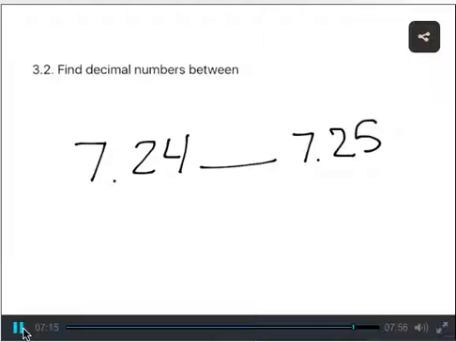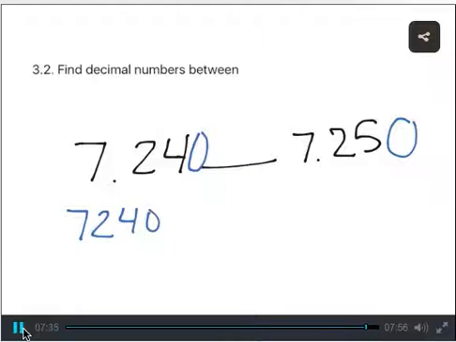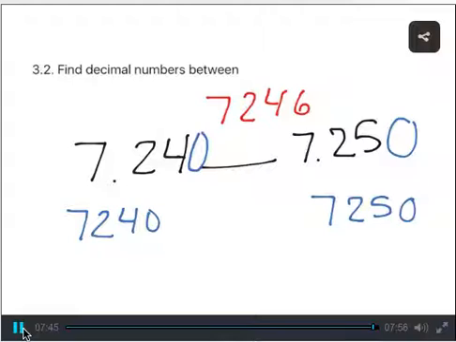Here's my last one. I need a number between 7.24 and 7.25. They're both 3 digits long. What I'm going to do is add a 0 to make the digits longer on each number, but not change the value. Looking at this one as 7,240 and 7,250. What would be a number between those two? I'm thinking of 7,246. Again, there are decimals after the 7, so I'm going to put a decimal after the 7, and I have my number between.